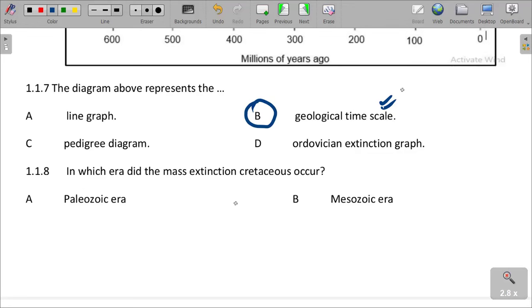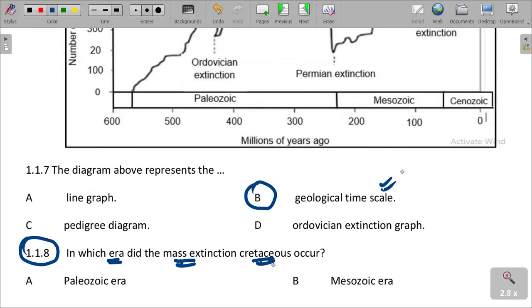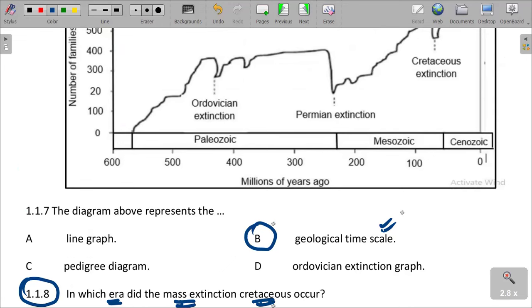In which era did the Cretaceous mass extinction occur? Number 8: which era do we have? If we look at number 8, you have to go to the diagram, identify the Cretaceous, and then identify when it occurred. So as you can see, the Cretaceous extinction marks a period of time which can be shown on the diagram.